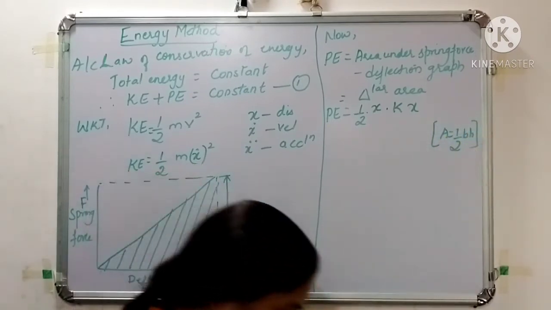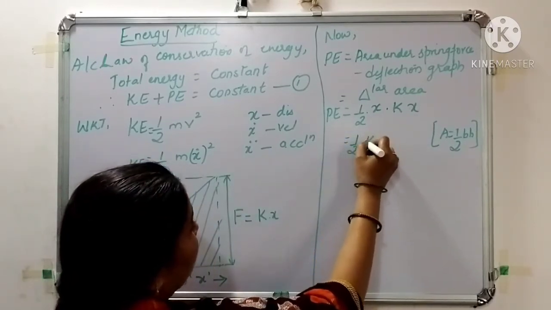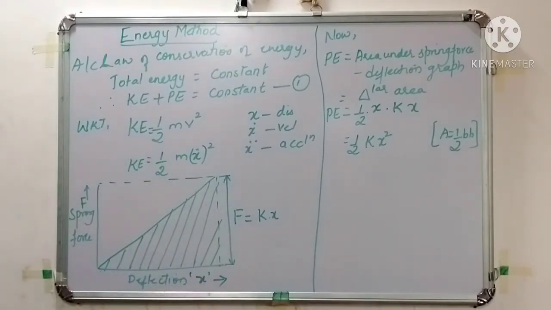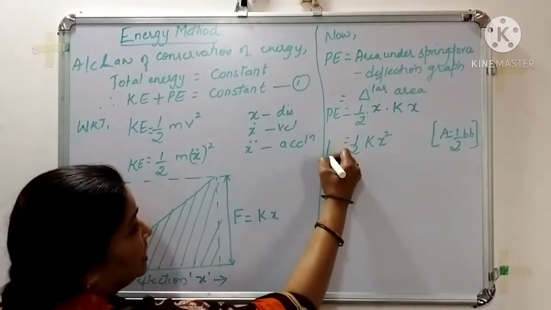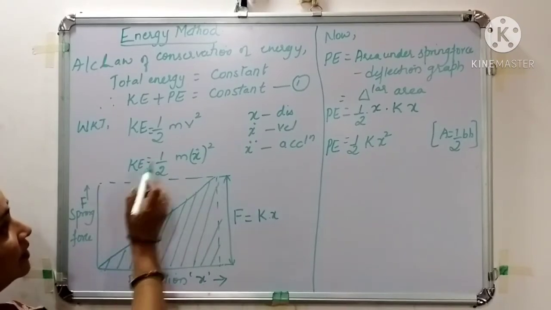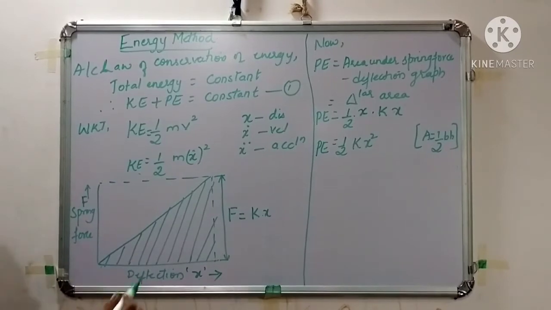Fine. What it becomes then? Multiply x into x. Half k x square. Okay. Now you have got the equation for potential energy as well as kinetic energy. So therefore you can substitute in equation 1.